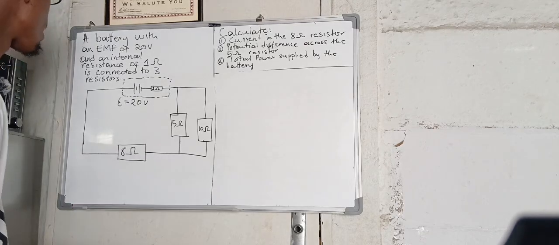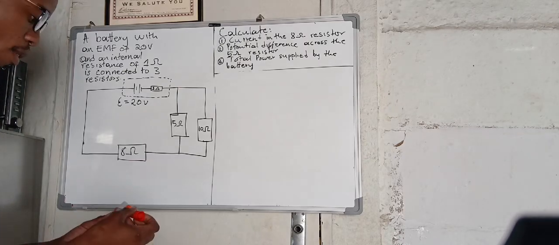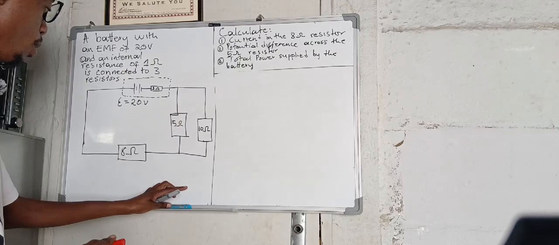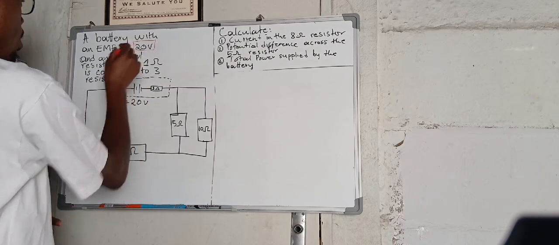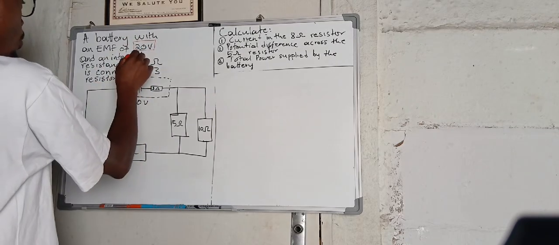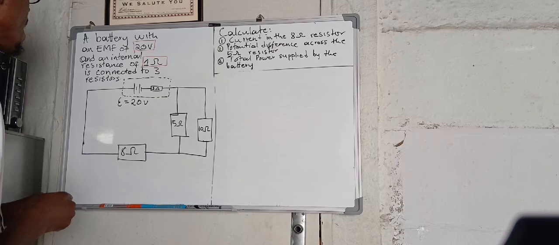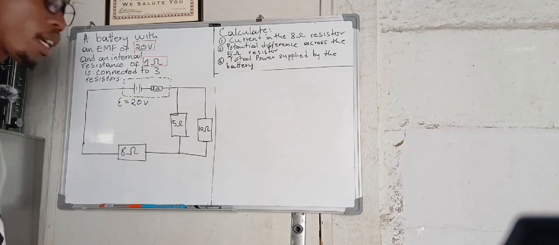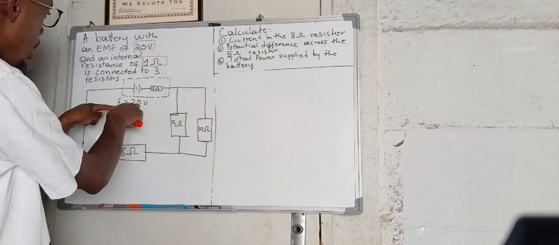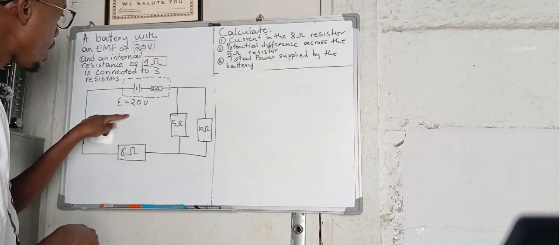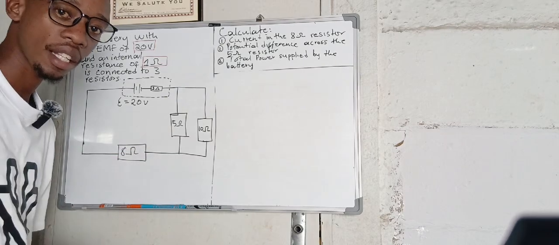Question number one reads as follows: a battery with an EMF of 20 volts and an internal resistance of 1 ohm is connected to 3 resistors as shown in this particular circuit. As it can be seen, this is an EMF here, and then this is the internal resistor, and then we have these 3 resistors outside in the external circuit.